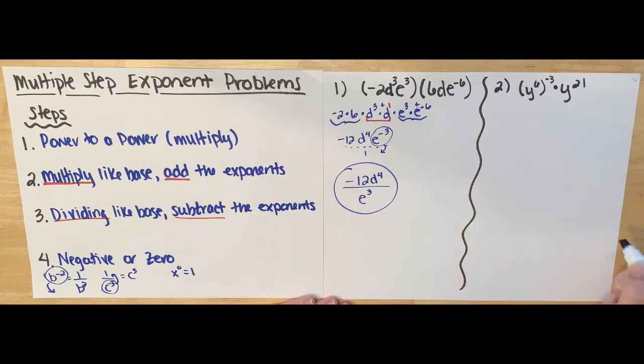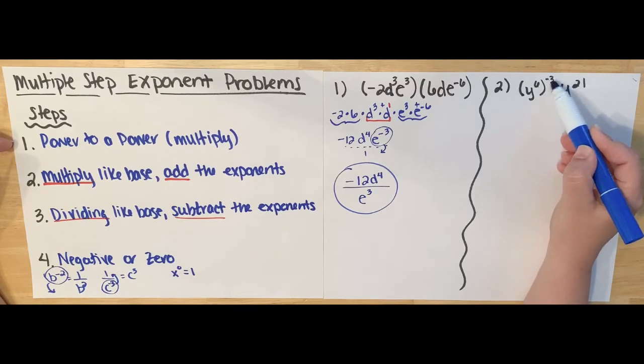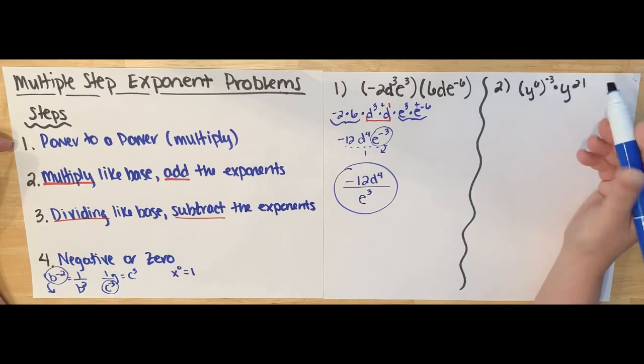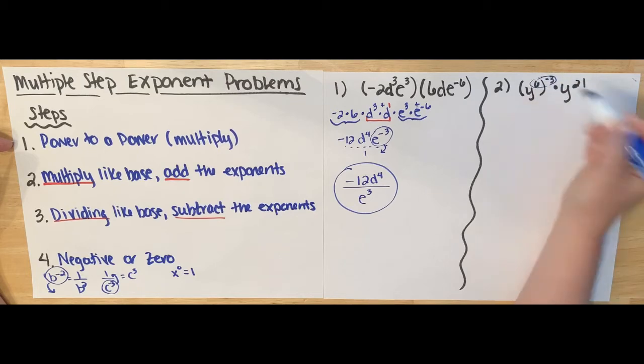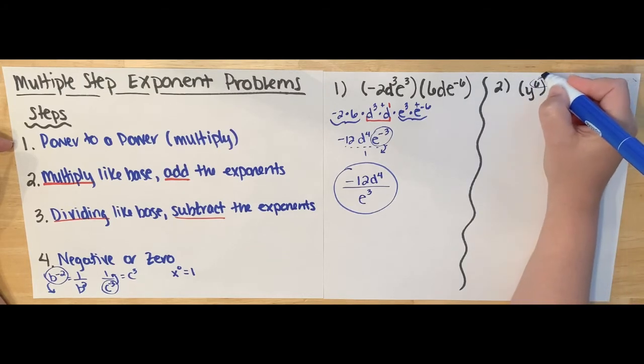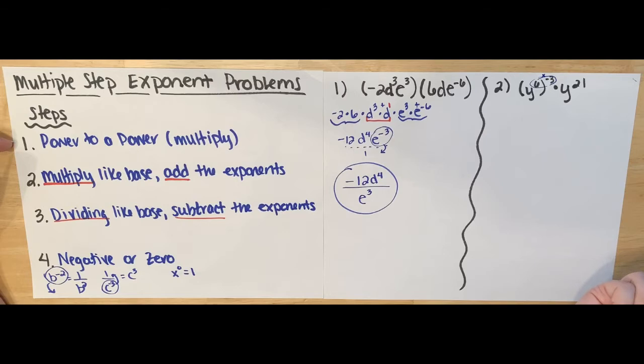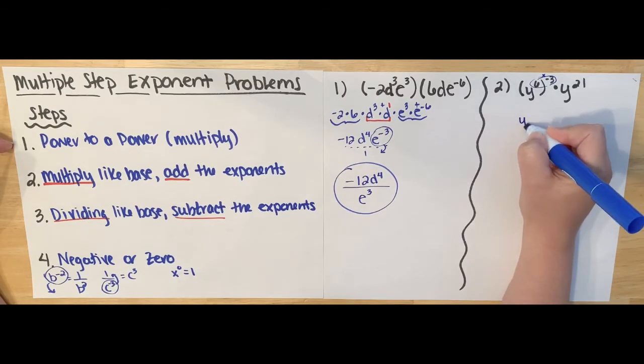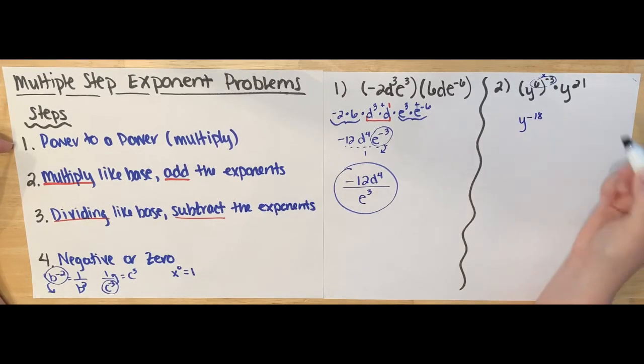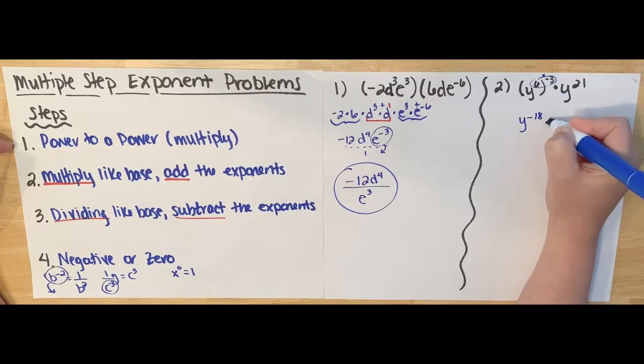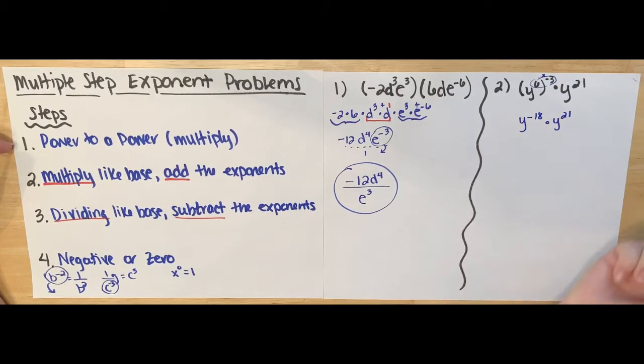For my second problem, let's go back and start from the top. Do I see a power to a power? In this one I do. I have an exponent outside of the parentheses, so I definitely want to take care of him first. And remember, we're multiplying to do that. So I'm going to end up with y to the negative 18th, and this means multiplication, so times y to the 21st.